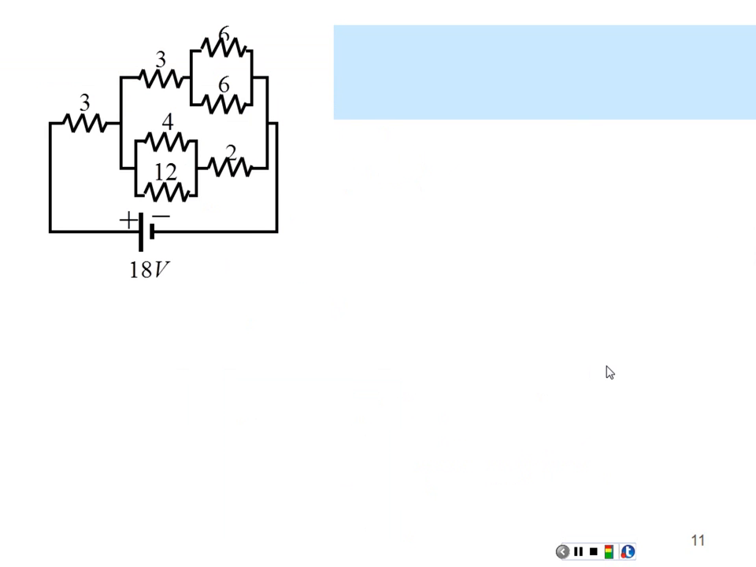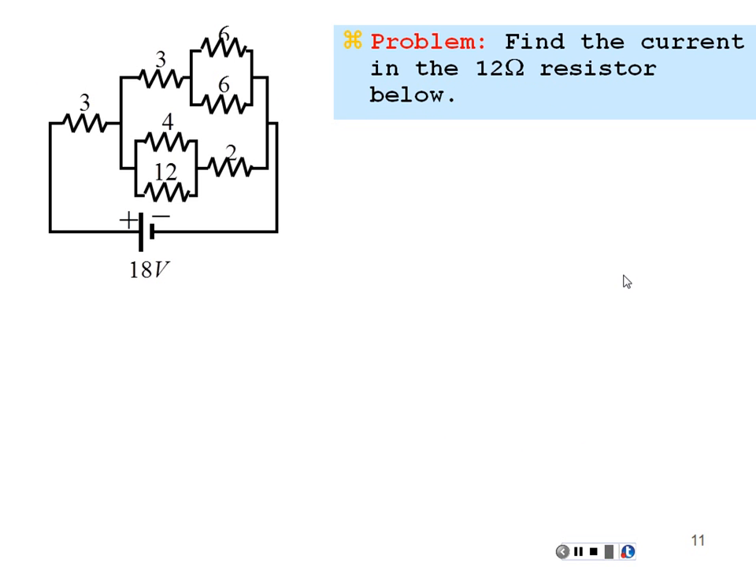Let's try out our newfound tools on a circuit. We have a network of resistors here, and we're going to connect it across an 18-volt battery. And our question is, find the current in the 12-ohm resistor of this circuit. What we're going to use is our series-parallel formula, and we're going to use the fact that things in series have the same current, and things in parallel have the same voltage.